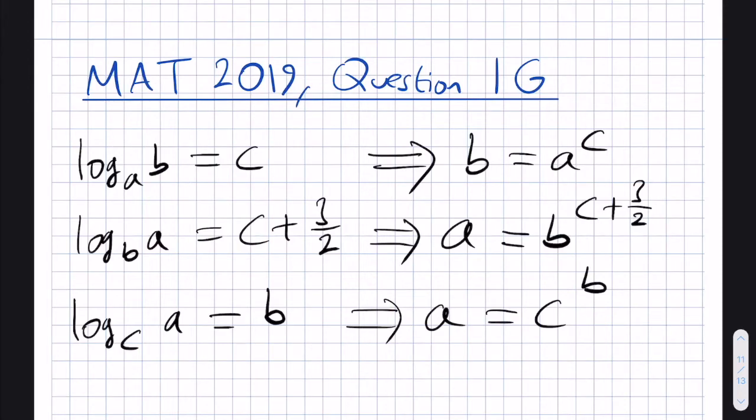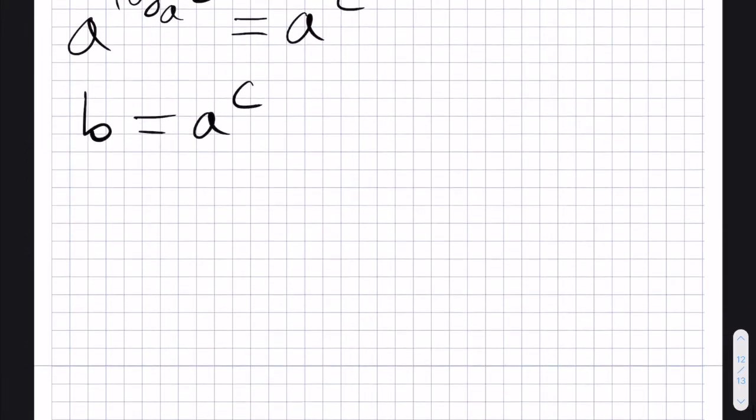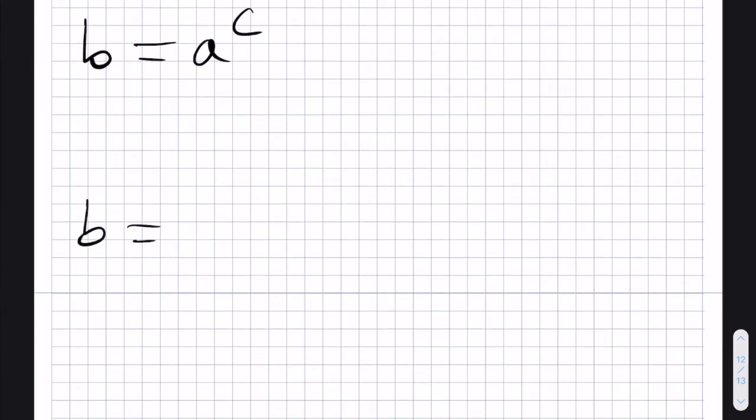We want to find how many solutions these equations have, or rather the original equations have, for A, B and C. And so it's worth trying to combine these equations and see if we can find, say, unique solutions for the values A, B and C. If we take a look at the first two equations, which I will write down again, we have B equals A to the C, and we have A equals B to the C plus 3 over 2.